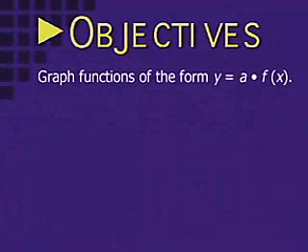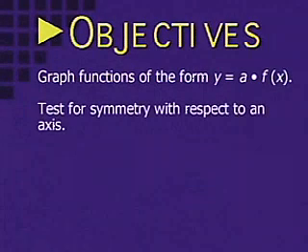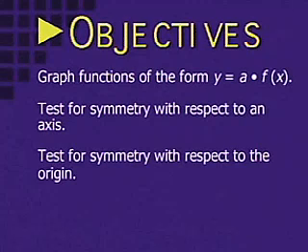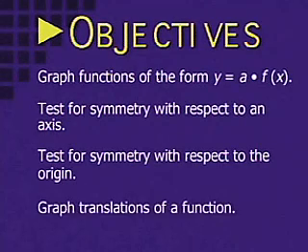Hi, welcome to this section on general graphing techniques. In this section, we're going to learn some tricks of the trade to graph rapidly and effectively using our base knowledge of different shapes of graphs. The specific objectives for this section are: graph functions of the form y equals a times the function f of x, test for symmetry with respect to an axis, test for symmetry with respect to the origin, and graph translations of a function. Let's take a look at our first example.